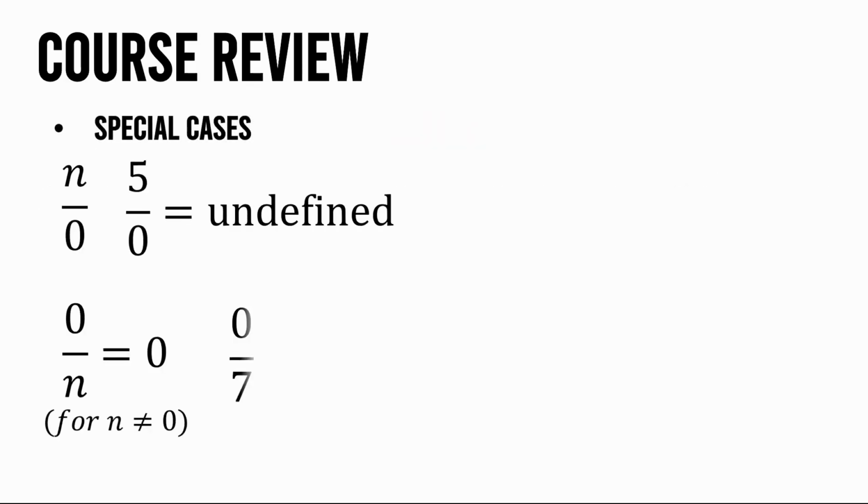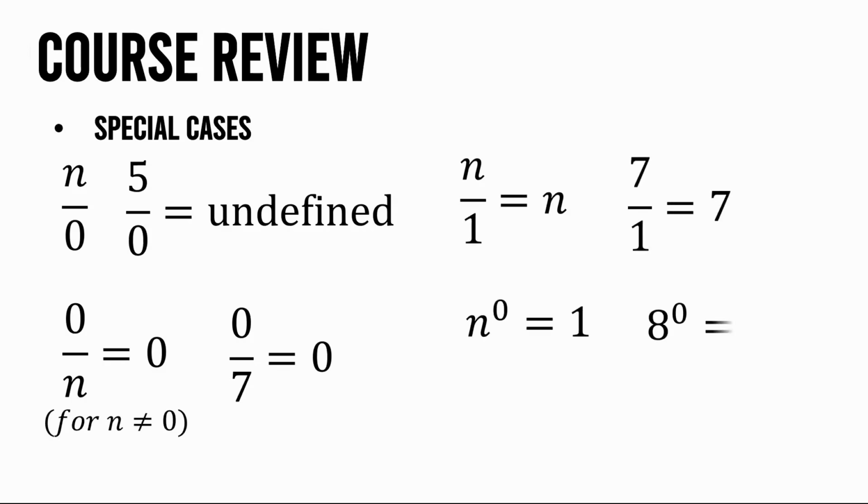Special cases of arithmetic. Here are some special cases of arithmetic. Division by zero is undefined. 0 divided by any non-zero number equals 0. Dividing by 1 leaves a number unchanged.